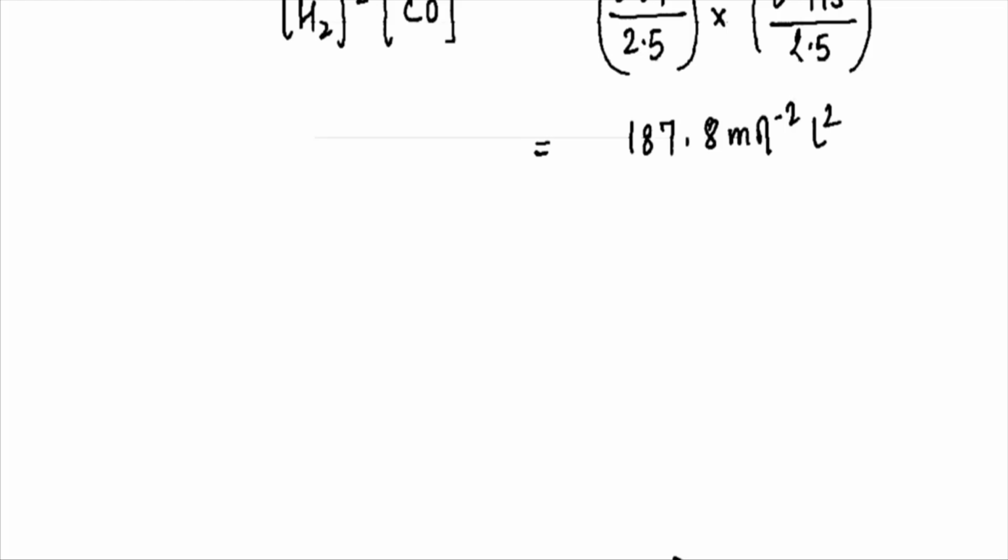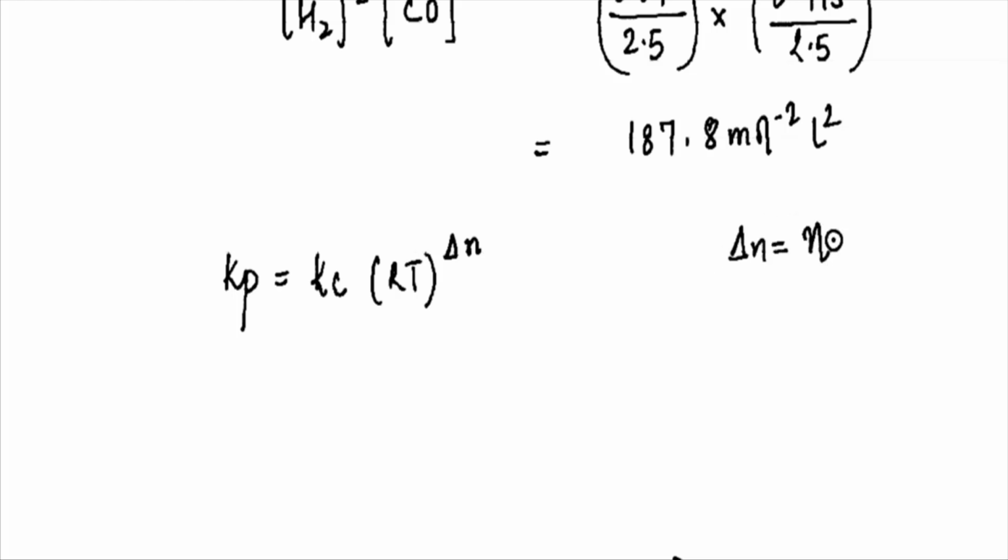Now let us go for the value for Kp. So Kp, as we all know, we have a relation between Kp and Kc. So Kp is equal to Kc into RT to the power delta N. Now what is delta N? So delta N is nothing but the number of moles of product minus the number of moles of reactant. So the number of moles of product we have is 1, the number of moles of reactant we have is 3, right? So it will be minus 2. We need to find this out from the equation that is given in the question itself.